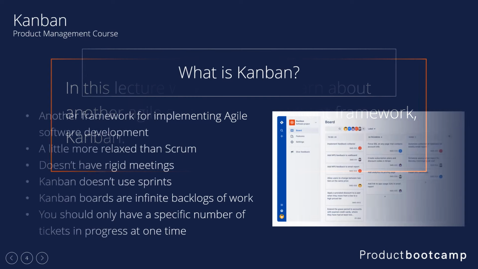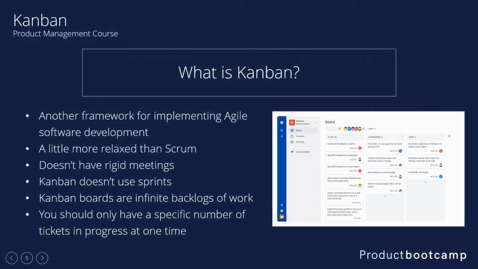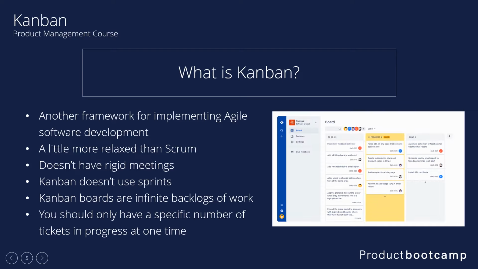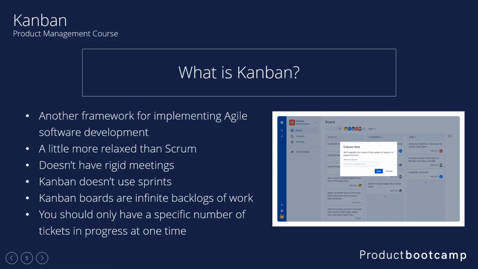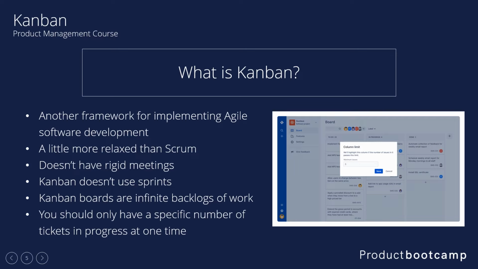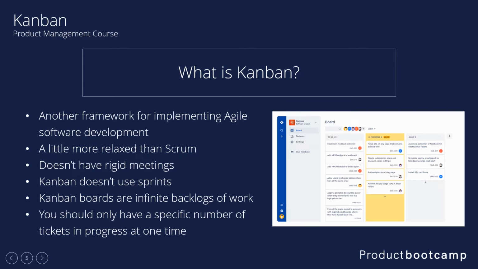We're going to learn how it works and why it's popular with product managers. Much like Scrum, Kanban is another framework for implementing agile software development. It's a little more relaxed than Scrum and doesn't have rigid meetings and time constraints. A Kanban board is a type of board in your project management software with columns that you can move your tickets into to track the progress of development.